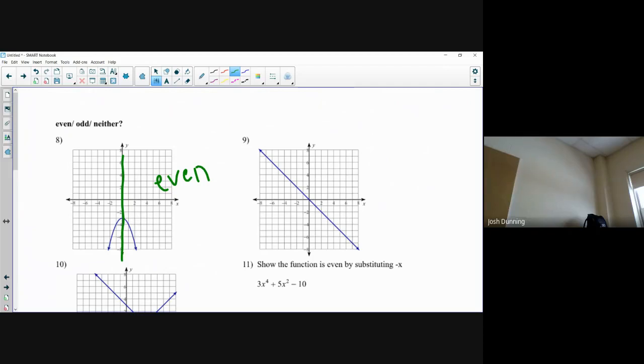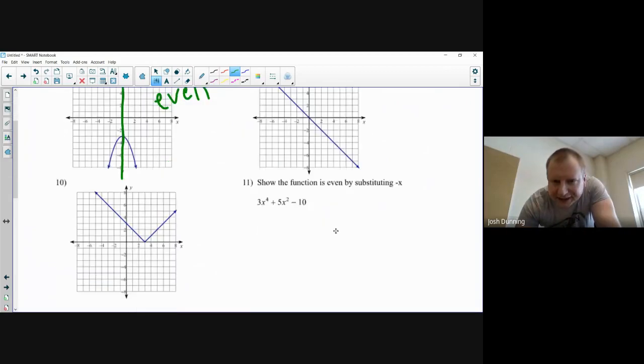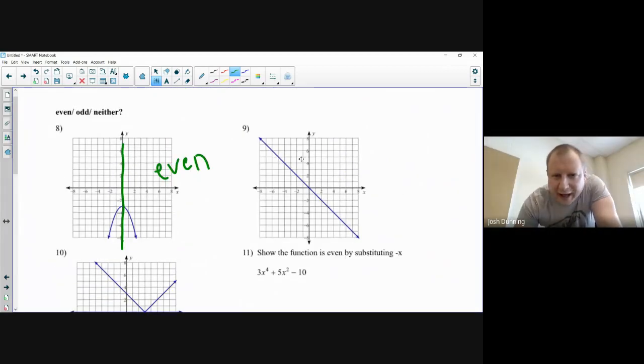Now on 9, the test for odd is you take your paper and you turn it upside down. And no, this doesn't go very well, but I'll try to turn this upside down for us here. If we take a look before I do that, start in the upper left corner, going down to the right, going through the origin.